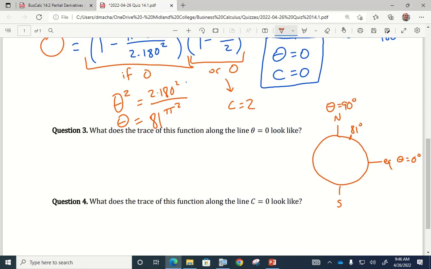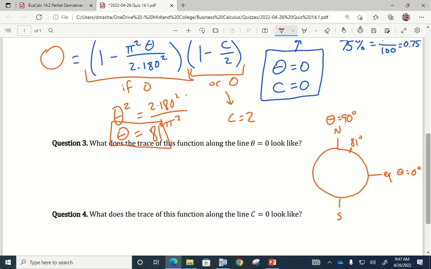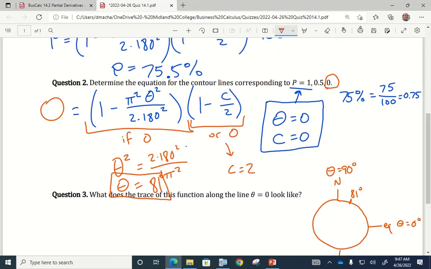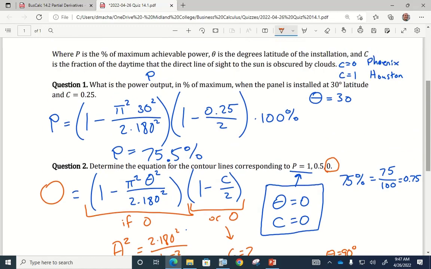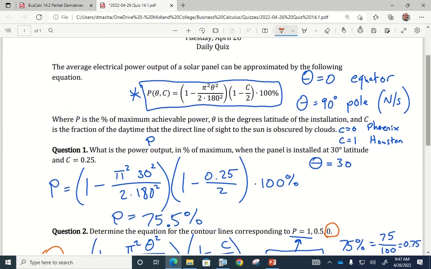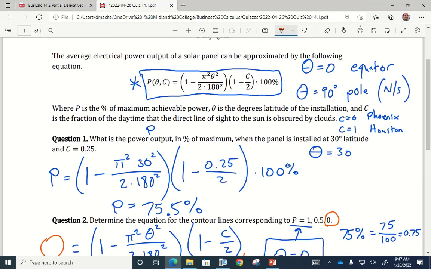But the other part of this, where it says c is equal to 2, if I wanted to make the second factor equal to 0, c would have to be 2, so I'd have 1 minus 2 over 2 is 0. Well, c is the fraction of the daytime that direct sunlight is obscured by clouds.